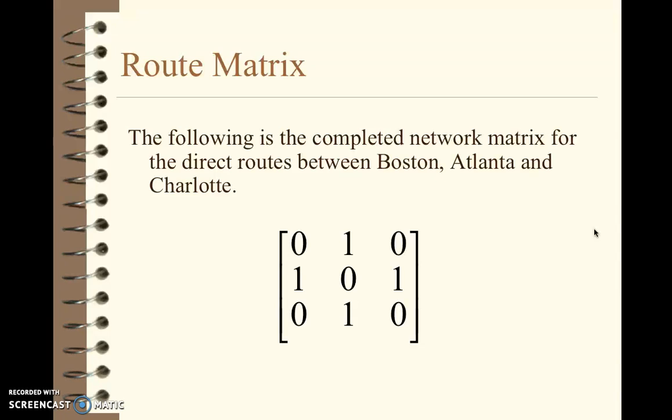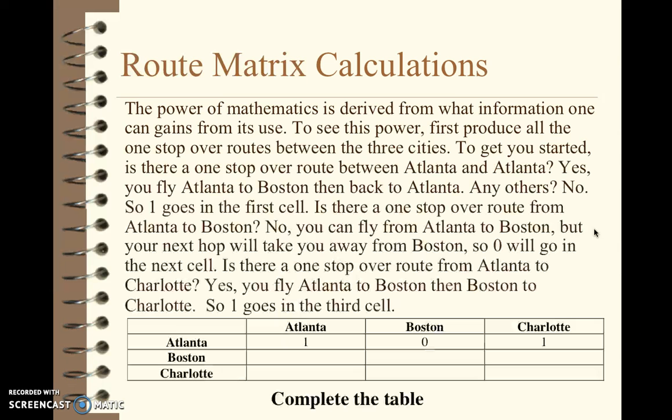Okay, so we have the zeros indicating that there's no route between those 2 cities, and the 1s indicating that there is 1 route between the 2 cities. All right. Now these are for direct routes. Okay. Important to remember that. That's a direct route.